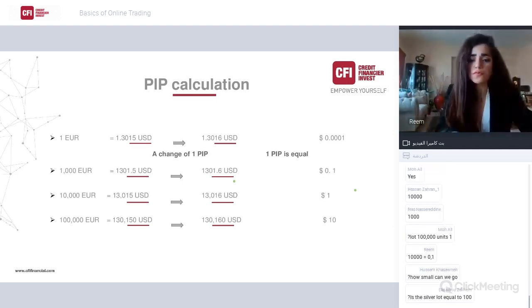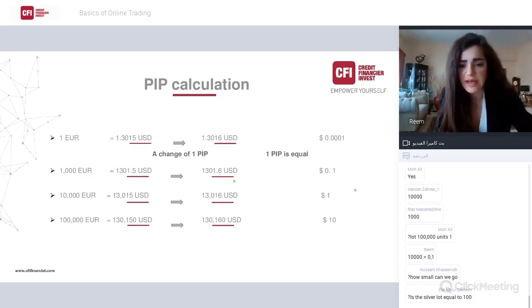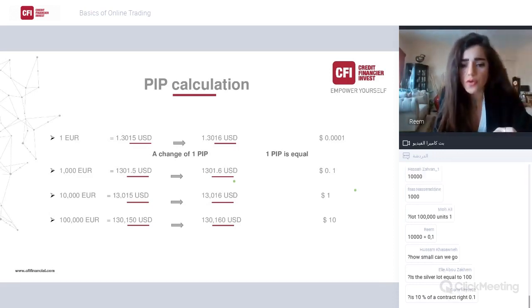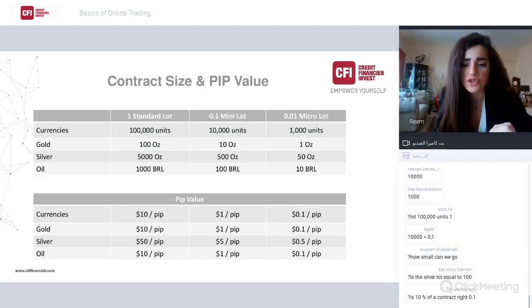How small can you go? Is the silver lot equal? No, the silver lot is not equal to 100. It's equal to 5,000. We'll talk about this if you want in a second. It's here in the table. Well, you will see that the silver is not actually like the gold. So there you go. The gold, team, these are the standard.